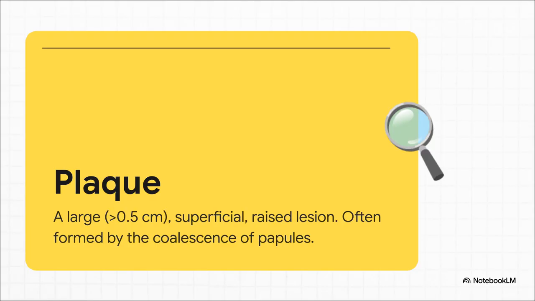Now, what happens when a bunch of these little papules group together? Well, when they coalesce, they can form a plaque. This is a bigger, raised, kind of plateau-like lesion. Just think of it as a wide, elevated area that you can feel. We see this all the time in conditions like psoriasis.